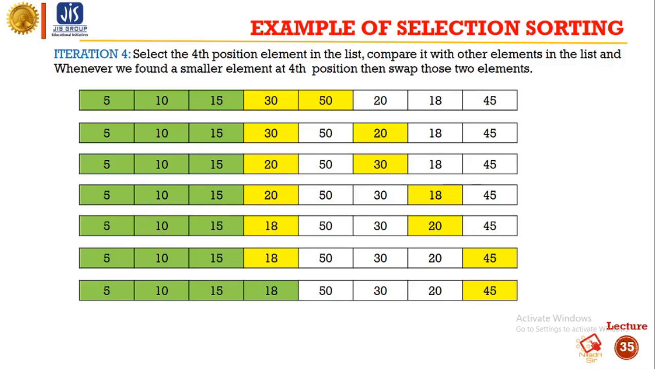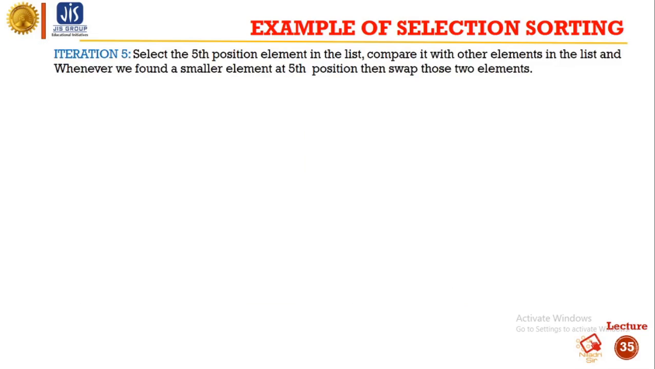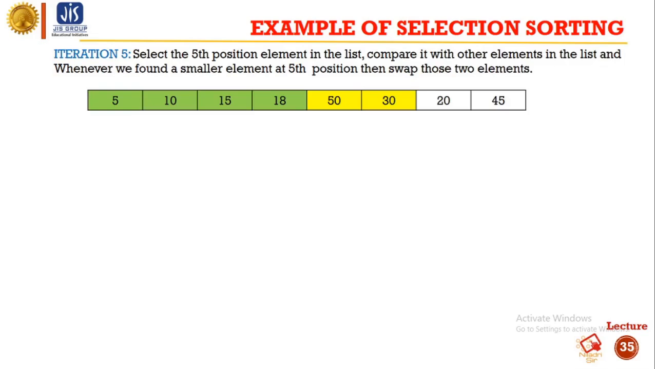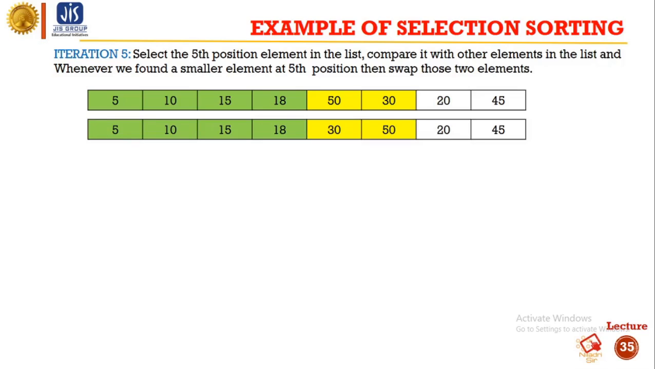Now we will move to the fifth iteration. Here we will select the fifth position element in the list and compare it with other elements in the list, and whenever we find a smaller element than the one at the fifth position, we will swap these two elements. So 50 is now at the fifth position. 50 will be checked with other elements. Here 50 will be checked with 30. 30 is smaller than 50, so there will be a swapping. So 30 came to the fifth position.